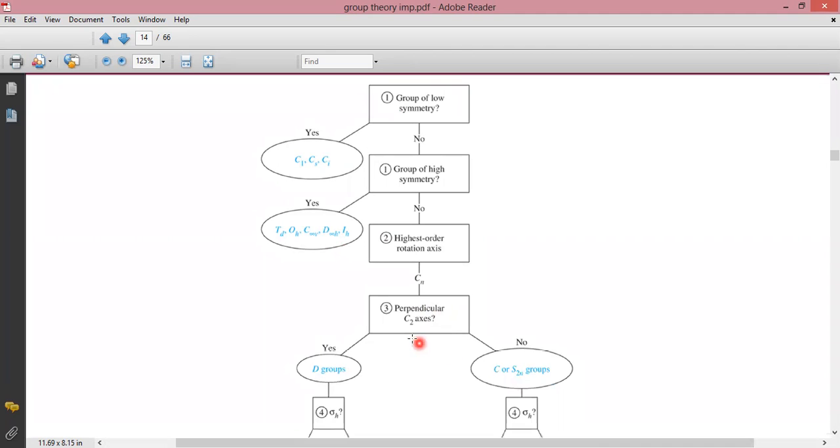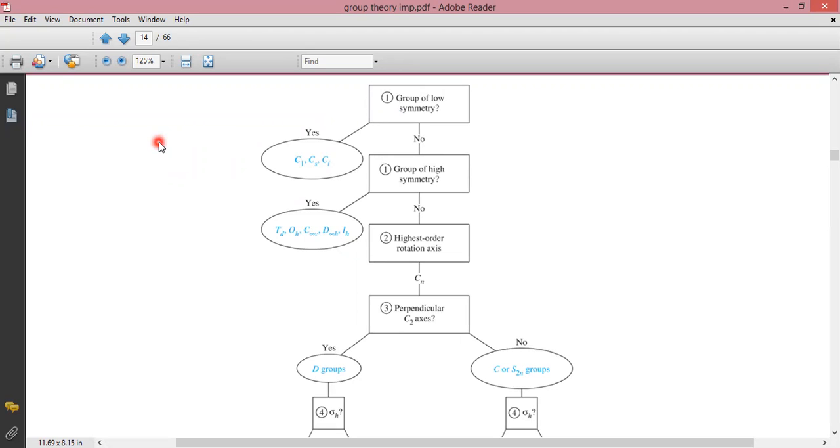For example, if only the rotational axis is present, and the plane is present, that is, only the principal axis and the plane are present, that is called as Cnv point group. If it also has this horizontal plane present, then it is called as Cnh point group.